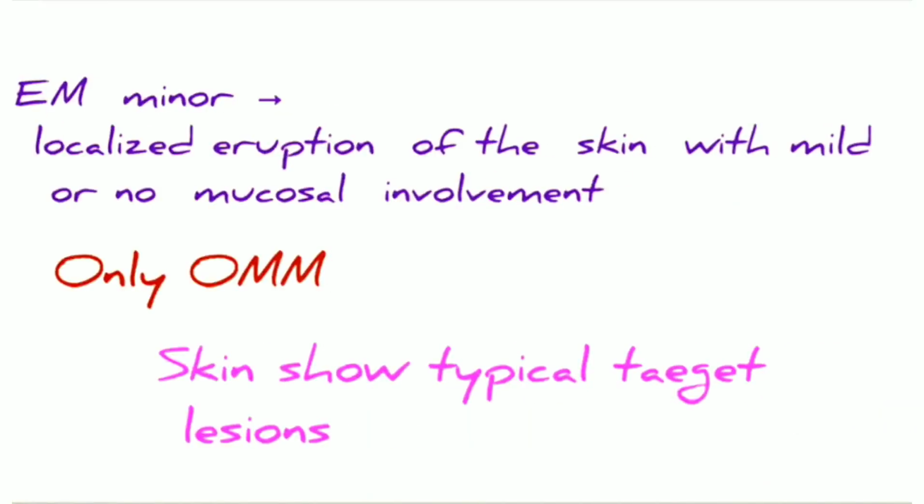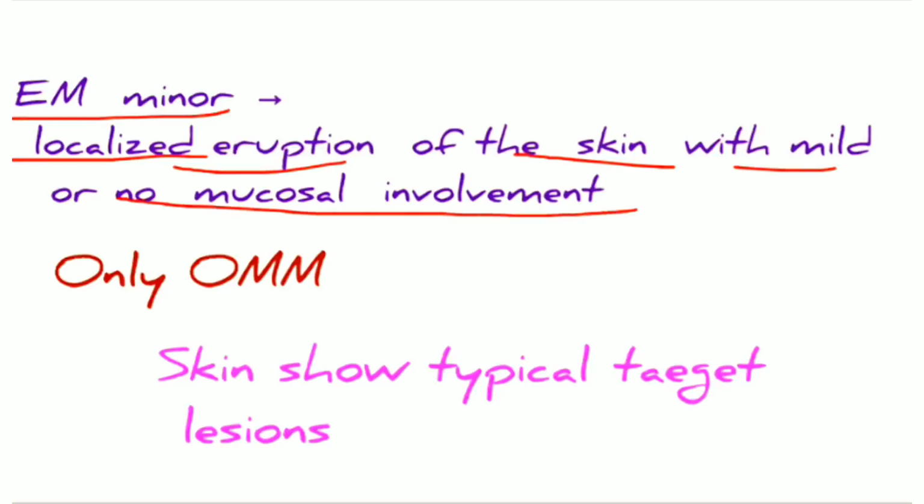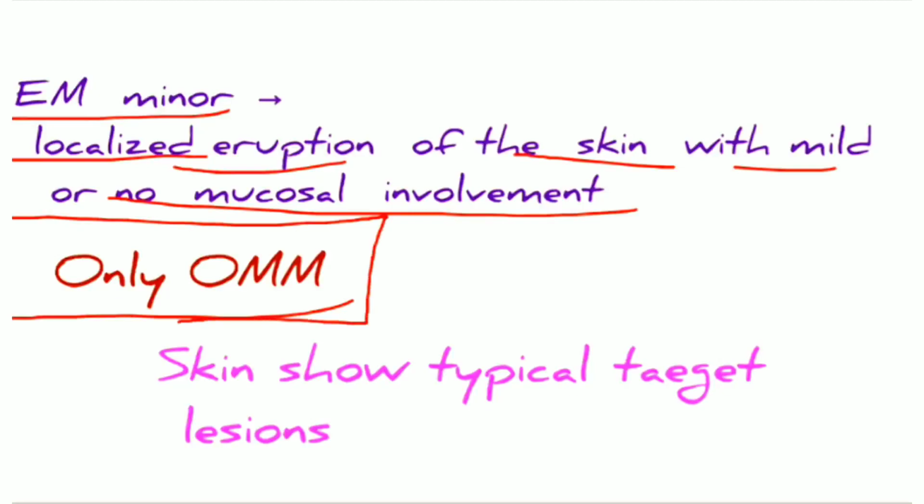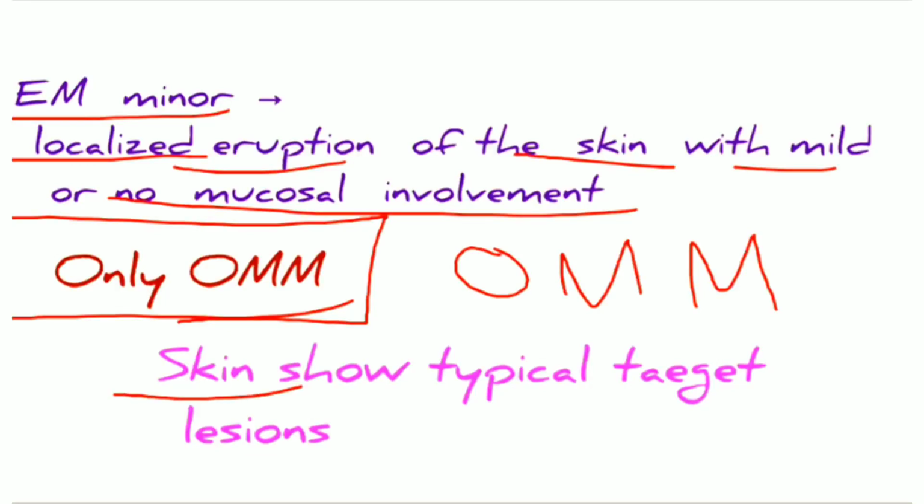First, let's come to erythema multiforme minor. It is a localized eruption of the skin with mild or no mucosal involvement. So there will be more skin involvement as compared to mucosal involvement, and if it is involved, only the oral mucous membrane will be involved. And the skin lesions that are present show the typical target lesion. So these are the properties of erythema multiforme minor.